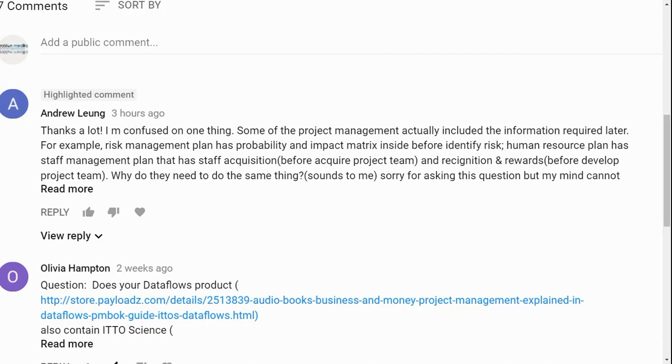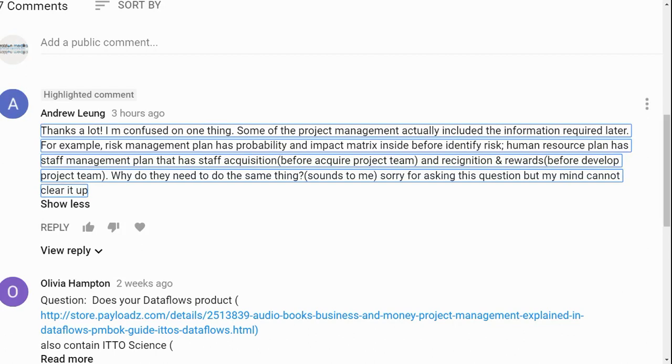He says, for example, the risk management plan has the probability and impact matrix inside before identify risk. Human resource plan has staff management plan that has staff acquisition before acquire project team, and recognition and rewards before develop project team. Why do they need to do the same thing? Sounds to me. Sorry for asking this question, but my mind cannot clear it up.